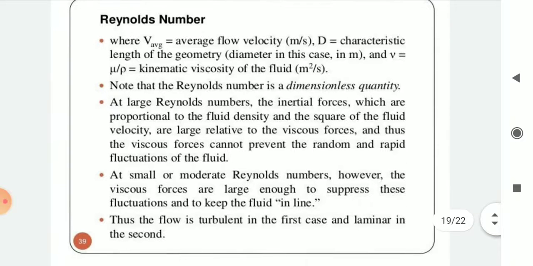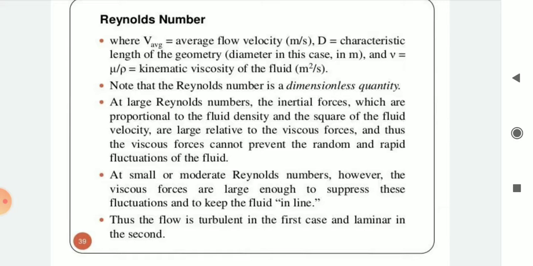where V average is the average flow velocity in meters per second, D is the characteristic length of the geometry, that is the diameter in this case, in meters, and nu is equal to mu upon rho, which is the kinematic viscosity of the fluid. Its unit is meter squared per second. Note that the Reynolds number is a dimensionless quantity. Dimensionless quantity.